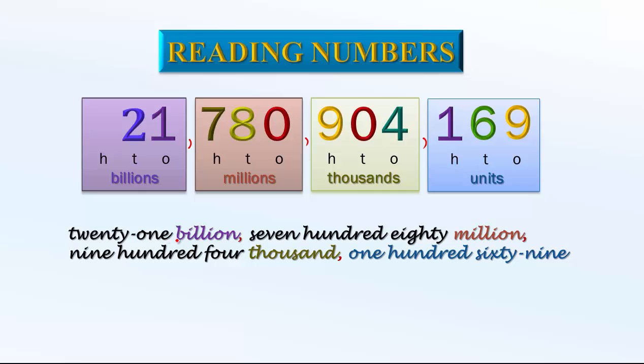Observe that when we write the number, we use words like billion, million, thousand. We don't use s at the end of those names. So that's something to remember. When we talk about general place value, we are naming them as billions, millions, thousands with s. But when we talk about specific number, 21 billion, 780 million, we don't use s.